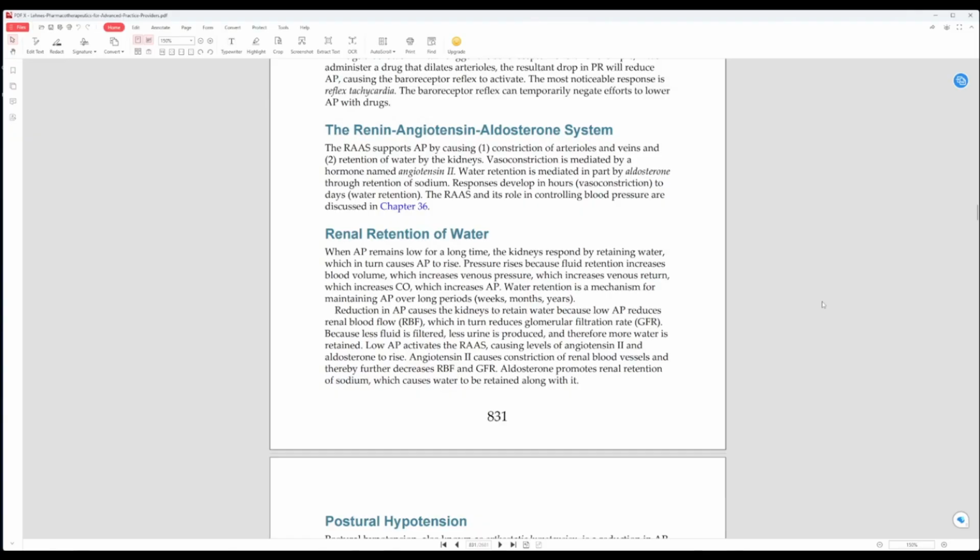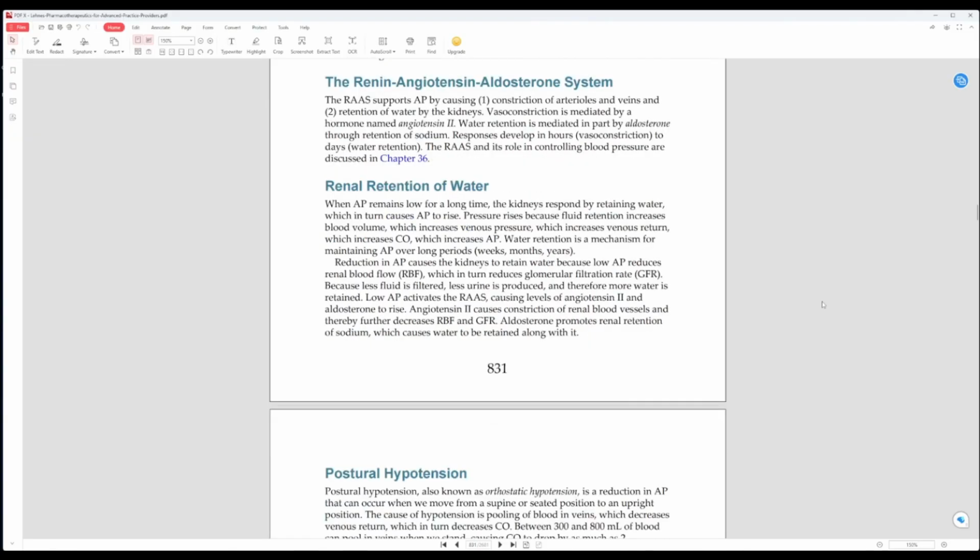So, speaking on the renin-angiotensin-aldosterone system, or RAAS, which helps support arterial pressure by causing constriction of arterioles and veins, and by the retention of water by the kidneys. Vasoconstriction is mediated by a hormone named angiotensin II. Water retention is mediated by aldosterone through the retention of sodium. Responses develop in hours for the vasoconstriction, and in days via water retention. The renin-angiotensin-aldosterone system and its role in controlling blood pressure are discussed in Chapter 36.